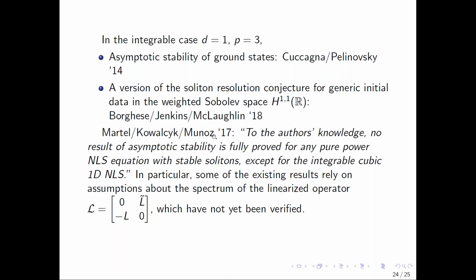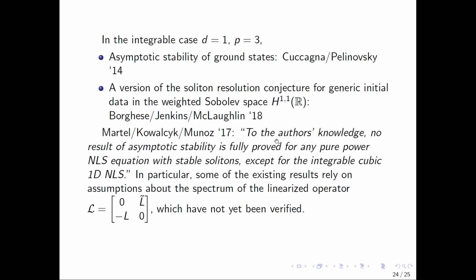I'll end with this quote from the review article of Martel, Kowalczyk, and Munoz. They say that to the authors' knowledge, no result of asymptotic stability, let alone the soliton resolution conjecture, just asymptotic stability for ground states, no result has been fully proved for any pure power nonlinear Schrodinger equation with stable solitons, except in the integrable cubic 1D NLS case.